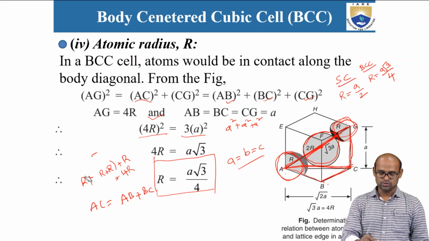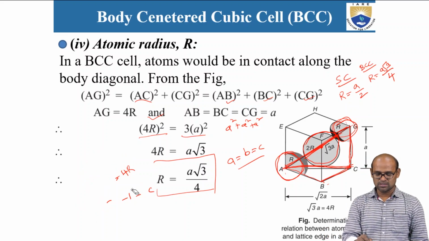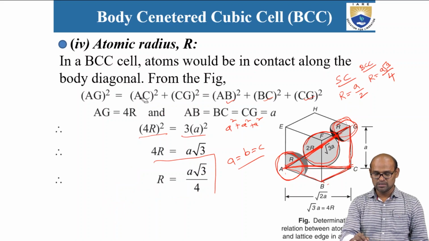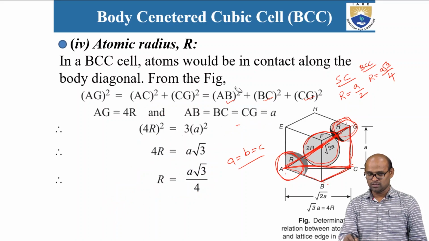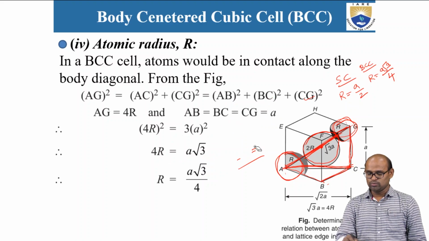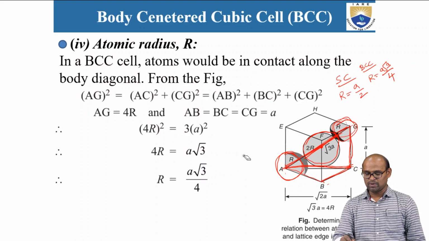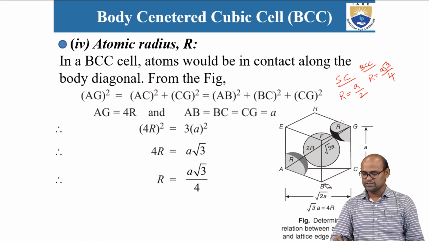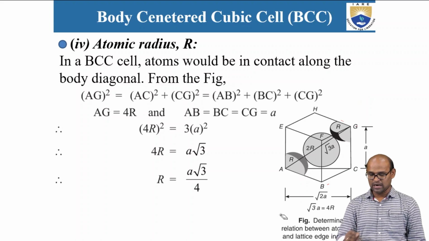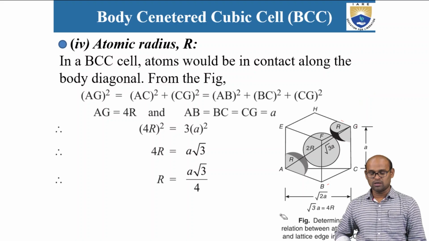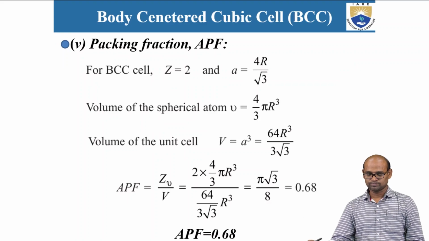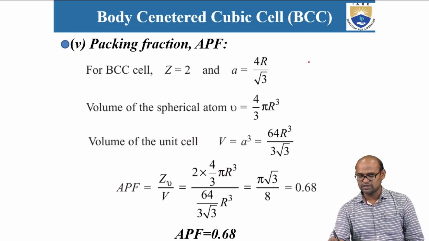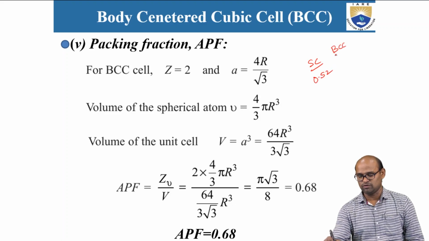Okay, very good. So let us now go to the next parameter that we can calculate for this BCC unit cell. So now we have calculated the volume of the BCC unit cell, the number of atoms per unit cell for BCC, the coordination number, and also the atomic radius. So the next parameter is packing fraction. The packing fraction for the simple cubic unit cell we have calculated, it is 0.52. So let us look at the packing fraction of BCC.